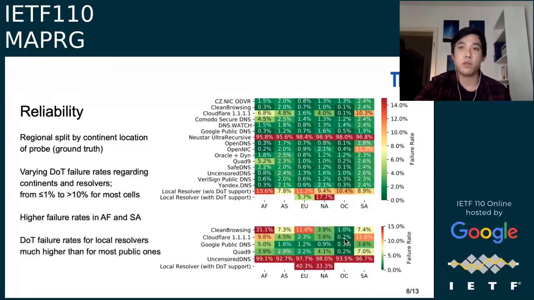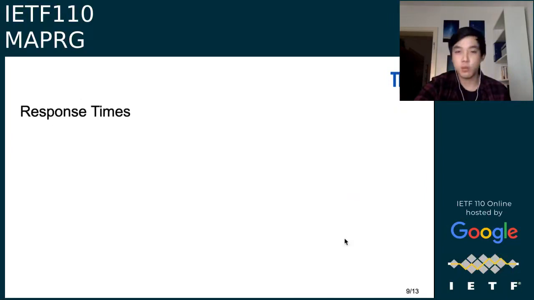With both of the failure rates being higher by quite a bit. So we have here failure rates of more than 30 to 40% compared to most of the other cells, which are mostly single-digit percentages for DOT. All right, moving on to the response times.